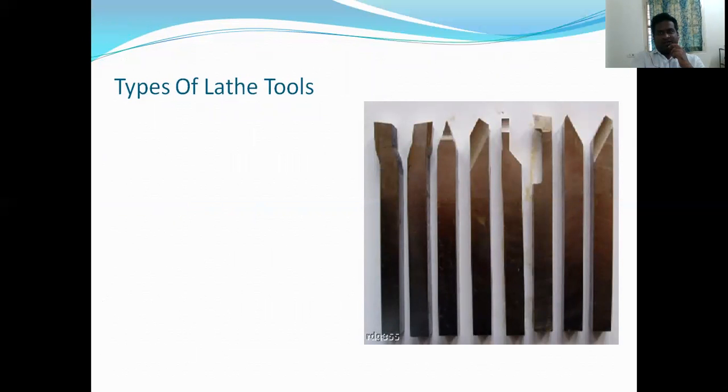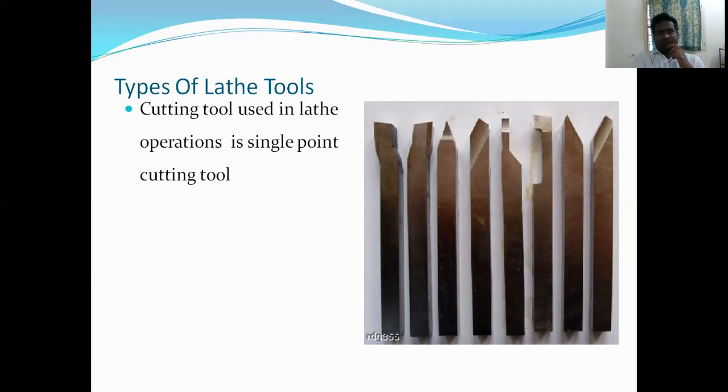Types of lathe tools. In the diagram we observed different types of tools, right? Some of them are made with a single material and some are made with two different materials. The body is made with one material and the cutting edge is made with another material. So these are observed in our diagram. The cutting tool used in a lathe operation is the single point cutting tool, right? We have already learned this. Single point cutting tool means it has a single point cutting edge, and with that cutting edge only we do the operations.